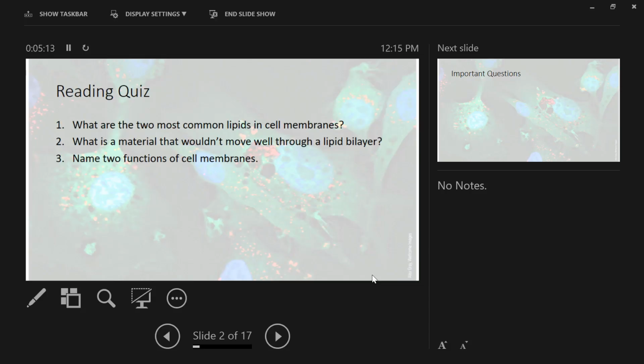I like it. What is a material that wouldn't move well through a lipid bilayer? You could do anything that's polar or charged would not move well through a lipid bilayer. So you could put all sorts of different things there. Name two functions of cell membranes: controlling what goes in and what comes out of the cell, acting as a barrier, also protecting the internal compartments of the cell, regulating cell communication, all sorts of different functions carried out by cell membranes.